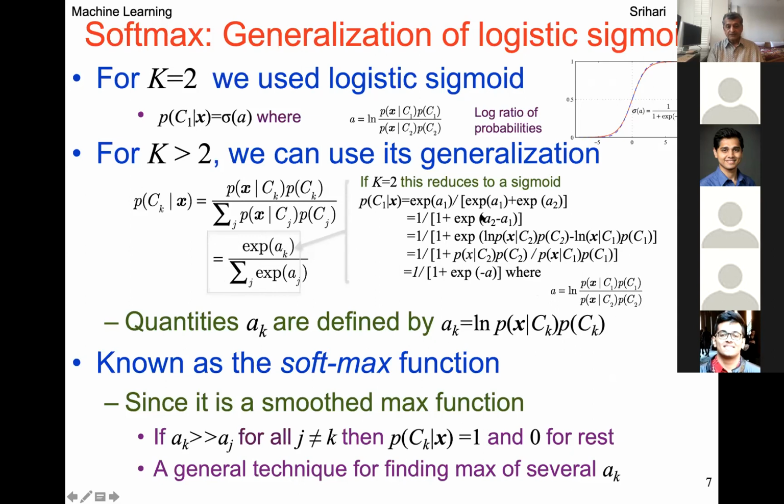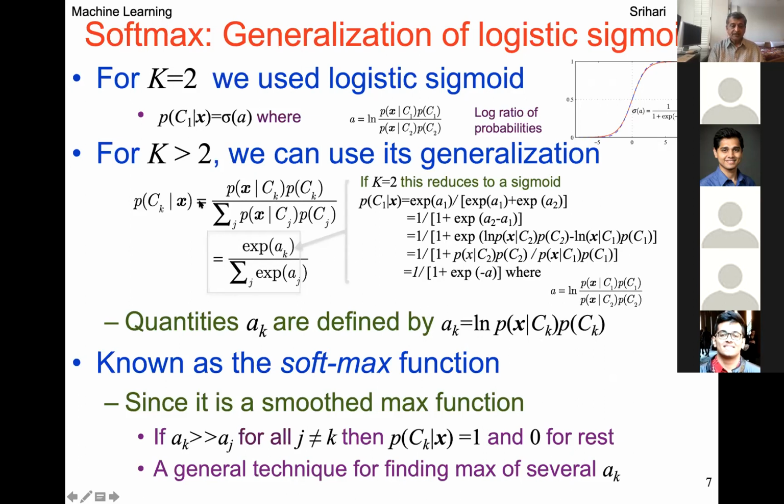That is for k equal to 2. We are showing the expansion of that, and P of C1 given x is exponential A1 over exponential A1 plus exponential A2. And from that, we are able to show that A is equal to this quantity. So with some algebra, we can show that this quantity Ak is defined by the log of P of Ck given x. This is just one term here. This is the two-class term, and this is when we're just taking one term.